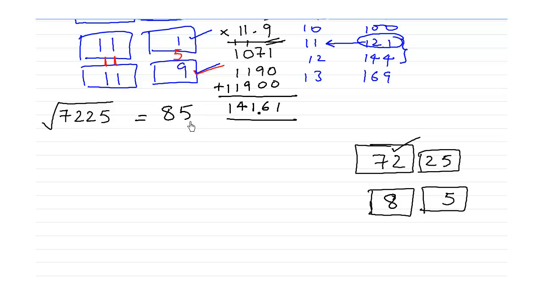The answer is 85. And we also know that 85 square ends in 5 square, which is 25. What comes after 8? 9 comes. 8 nines is 72. So the square root of 7225 is 85. I hope you understood this. Thank you.